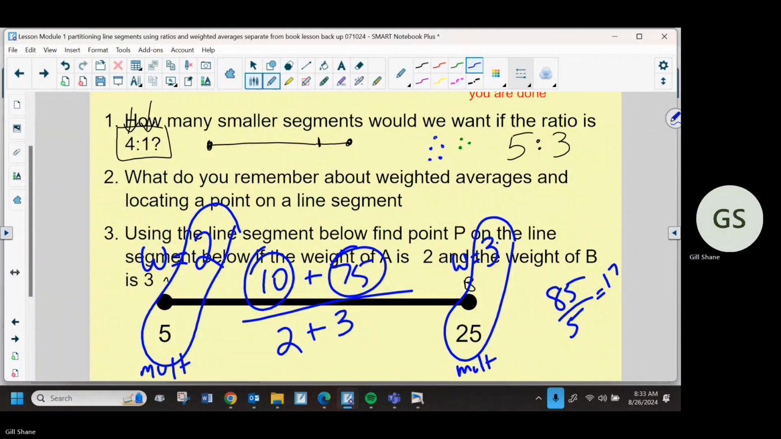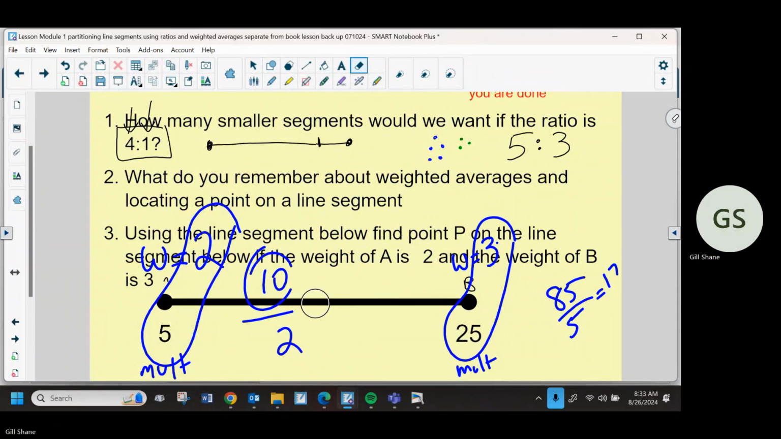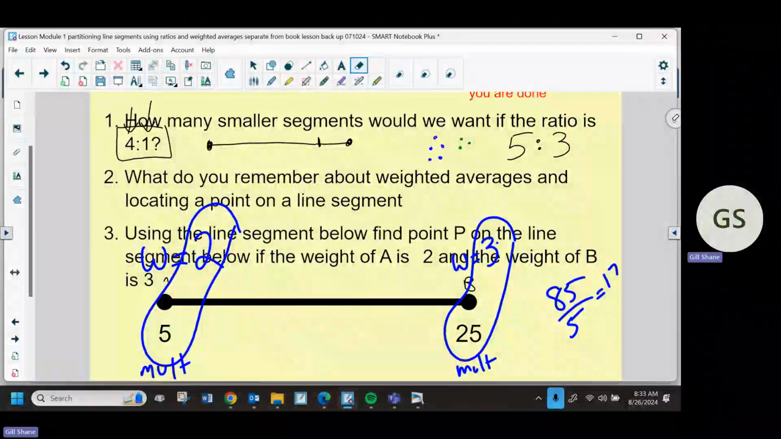17. So I'm going to erase that middle. Anybody writing the middle part? If I'm recording, so if you didn't get it, you can go back and get it.